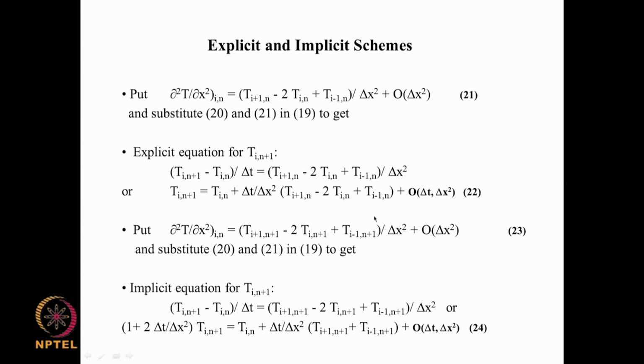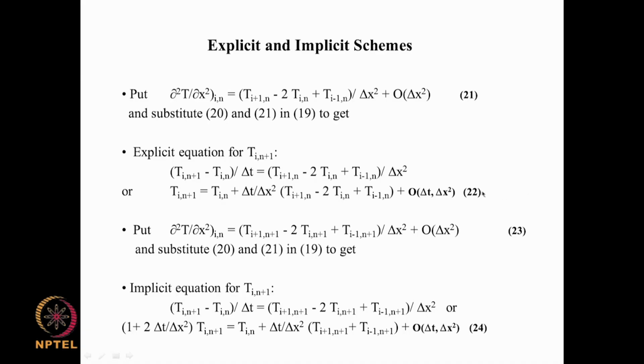Okay. So there is no difference in the accuracy between this formulation given by equation 21 and this formulation given by equation 23. They both, from an accuracy point of view, are the same, but from an evaluation point of view they are very different. In the case of equation 22 here, Ti^(n+1) is given explicitly in terms of all known values corresponding to the previous time step.